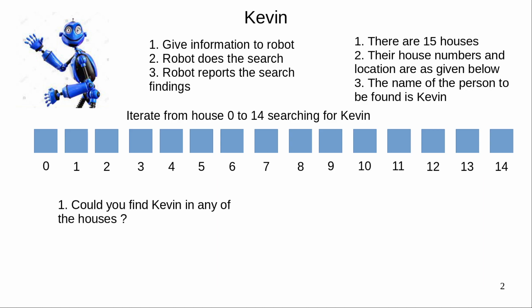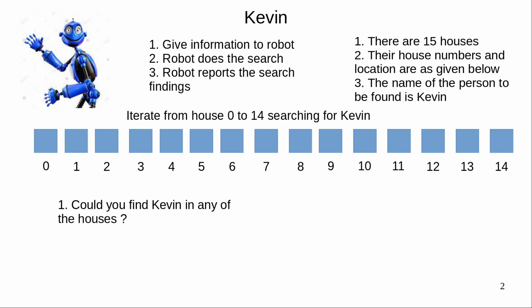And after that, the robot actually has to report back the findings to you. The first question that you have to ask is, could you find Kevin in any of the houses? The answer there could be yes or no. If it is a no, then you needn't ask any further questions to the robot, because you have understood Kevin is not there in any of the houses.